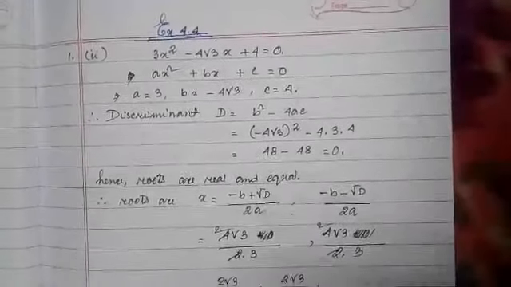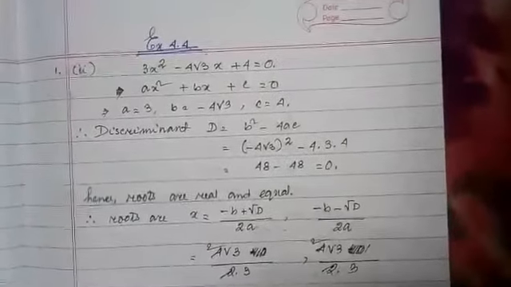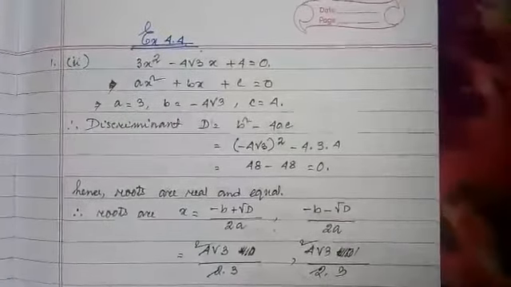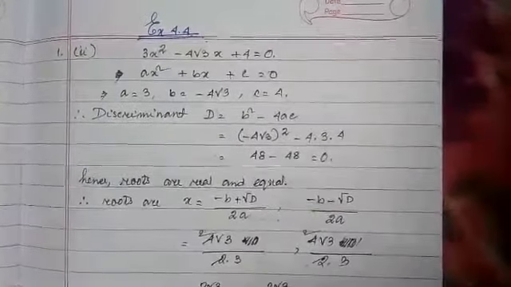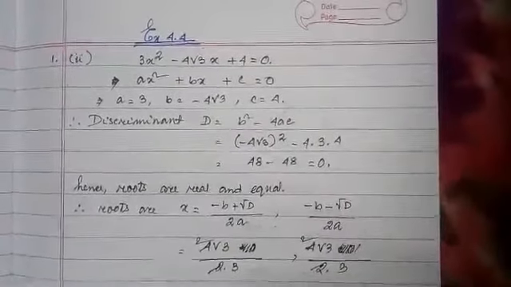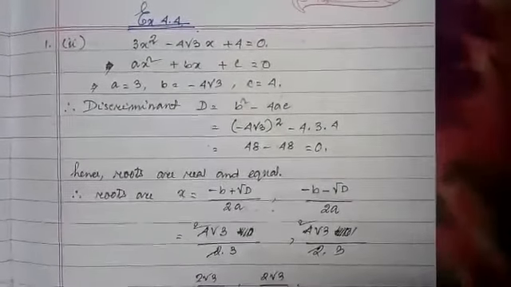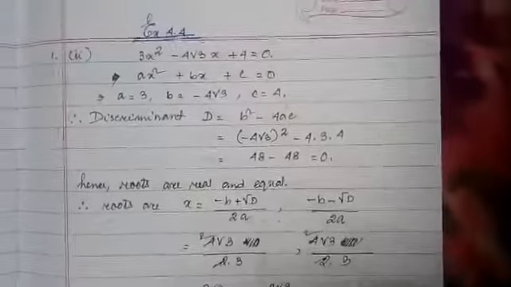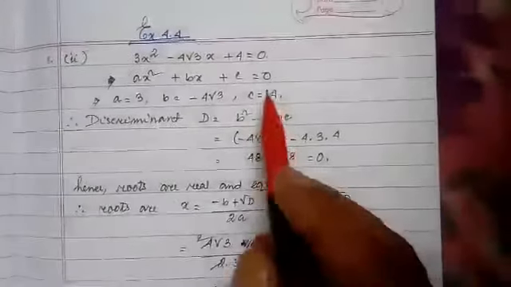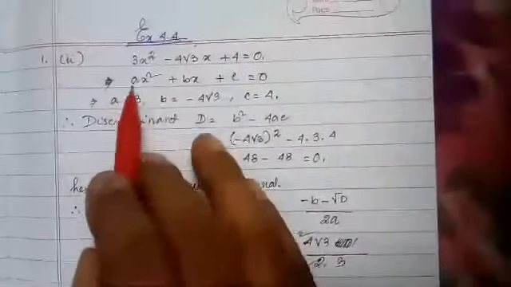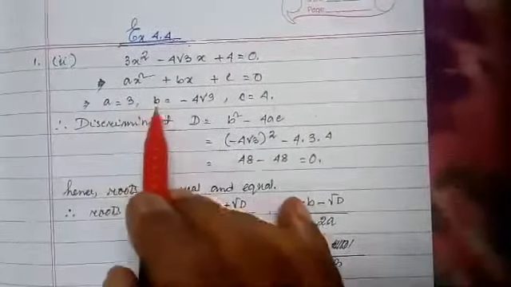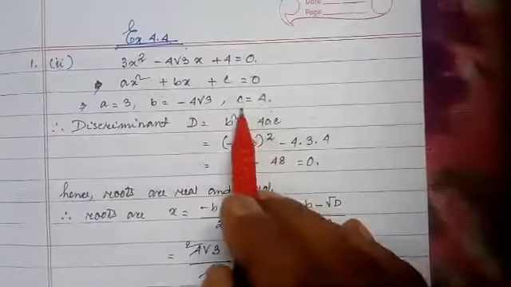Now solution of exercise 4.4. Sum number 2 of question 1. Find the nature of the roots of the following quadratic equations. If real roots exist, find them. Okay. I am solving the second equation, 3x square minus 4 root 3 x plus 4 is equal to 0. Let us compare this with the standard form of the quadratic equation, which is ax square plus bx plus c is equal to 0. Then through comparison we have a is equal to 3, b is equal to minus 4 root 3 and c is equal to 4.